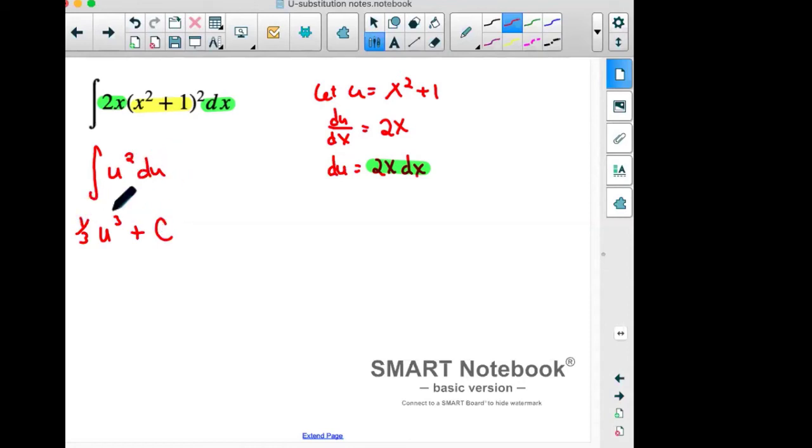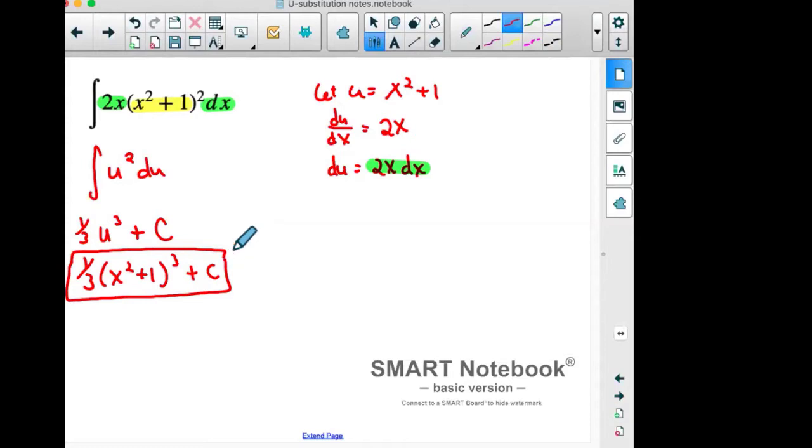And so your last step, of course, is to go back to the original variable. So I'd rewrite this as 1/3 times the quantity x squared plus 1, cubed, plus C. And you have now integrated your first problem using u substitution. So again, it's recognizing the pattern, seeing that you have that inside function and the derivative of that inside function in your problem.